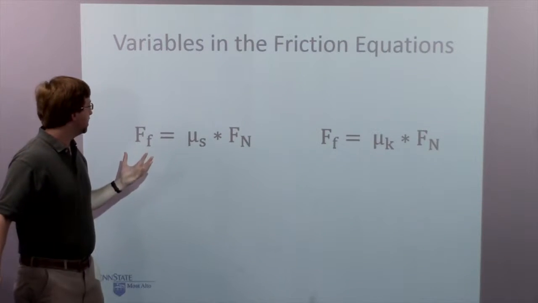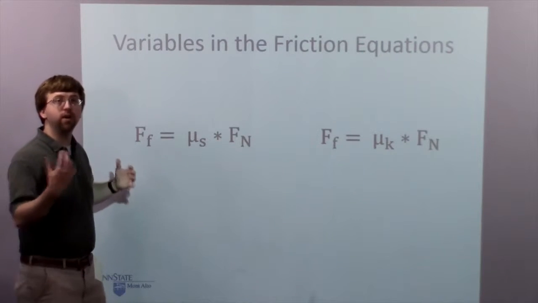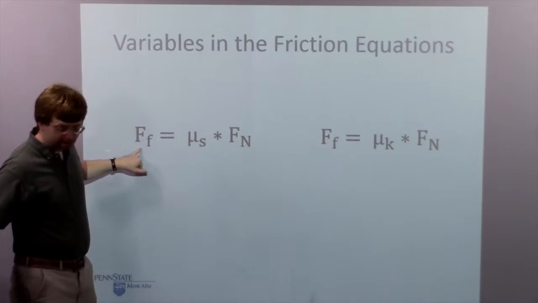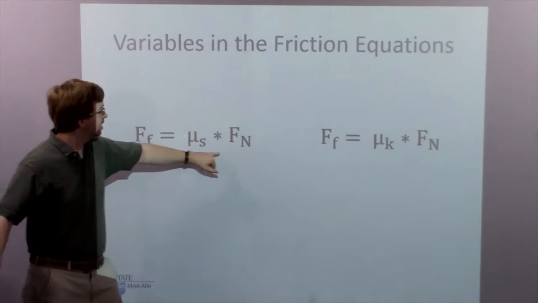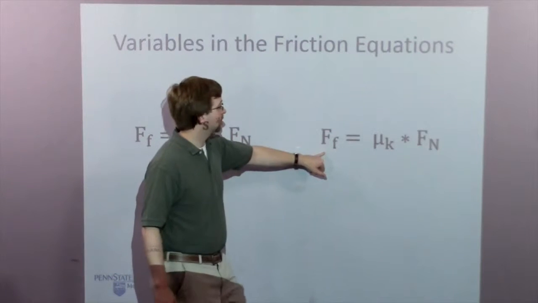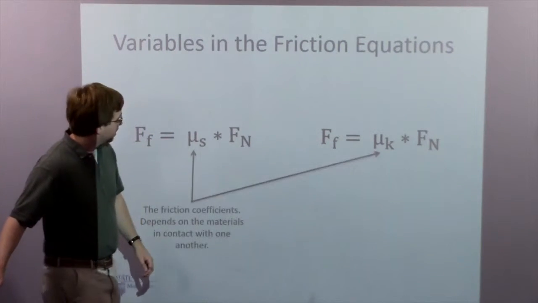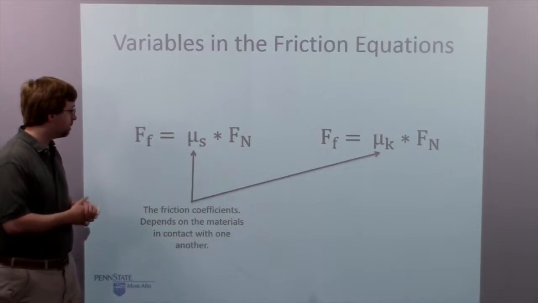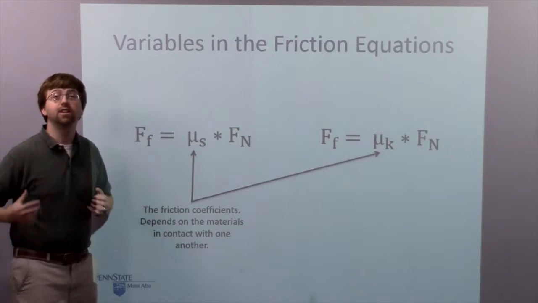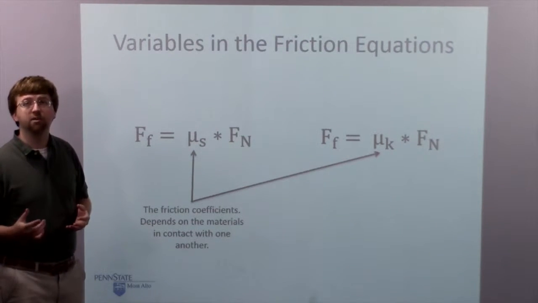Looking at these two values, this is the static coefficient of friction, the point at which impending motion is about to occur. That friction force is mu static times the normal force. And over here, the friction force is the kinetic coefficient of friction times the normal force. These coefficients of friction depend on the materials in contact with one another. It's a material property. You're going to need to look that up in some sort of table, or you're going to need to determine that experimentally.